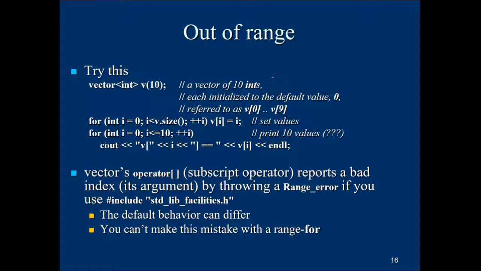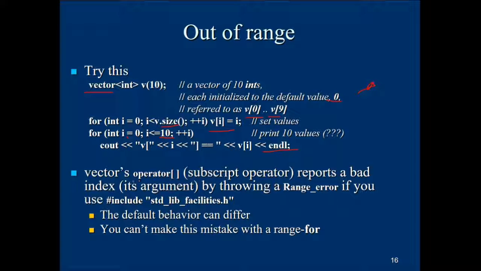What about out of range errors? For example, if you have a vector of 10 integers, initialized to a value of 0, it is referred to as v[0] to v[9] because the index goes from 0 to 9. We are starting with 0. We are trying to set the values from 0 to v.size, and v[i] is set to some value, 1 2 3 4, and till the size the values will be set. And what about printing these values? If you try to print from 0 to 10, you can only print up to 9. What about v[10]? This will be an out of range error.